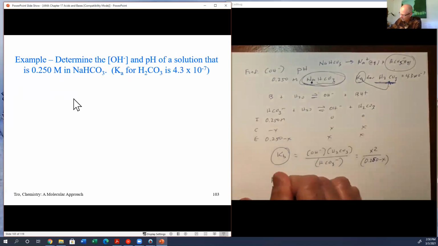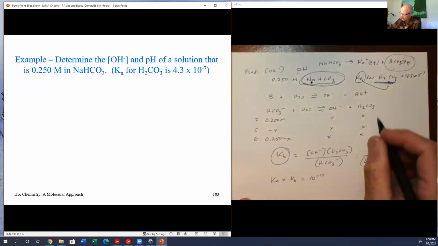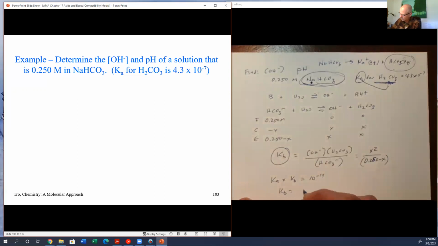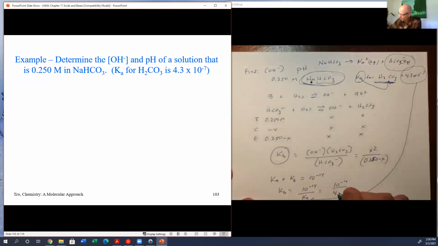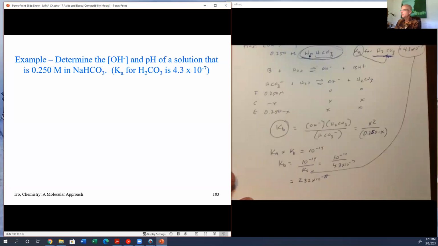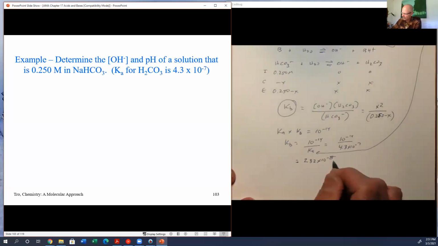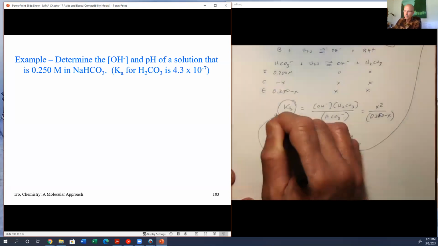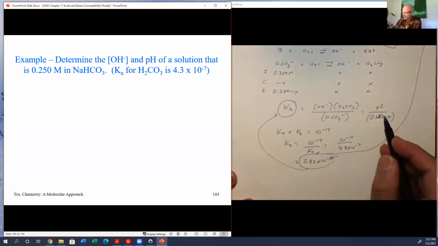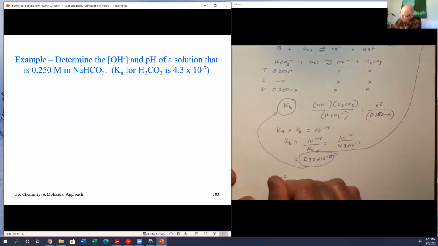So, Ka times Kb is equal to 10 to the minus 14. Kb is equal to 10 to the minus 14 divided by Ka, and there's Ka, 4.3 times 10 to the minus 7. So I plug that in, and Kb comes out to be 2.32 times 10 to the minus 8. That goes into there, and I have to solve that for x. So I get x squared over 0.250 minus x is equal to 2.32 times 10 to the minus 8.